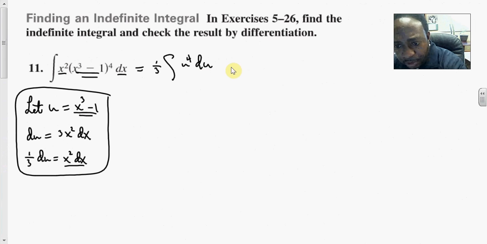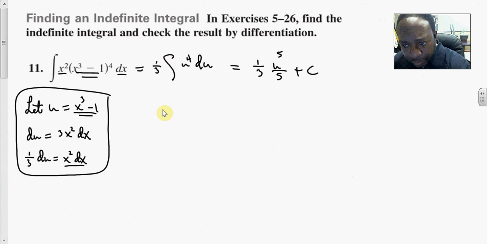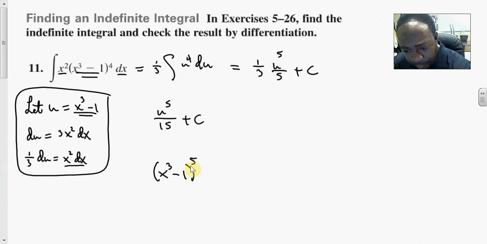So we just integrate this, and that gives us 1/3 times u to the 5th all over 5. Don't forget your constant, since this is an indefinite integral. So we have u to the 5th all over 15 plus the constant c. And then we go back and back substitute. So u is x cubed minus 1, and that's to the 5th power over 15 plus c.